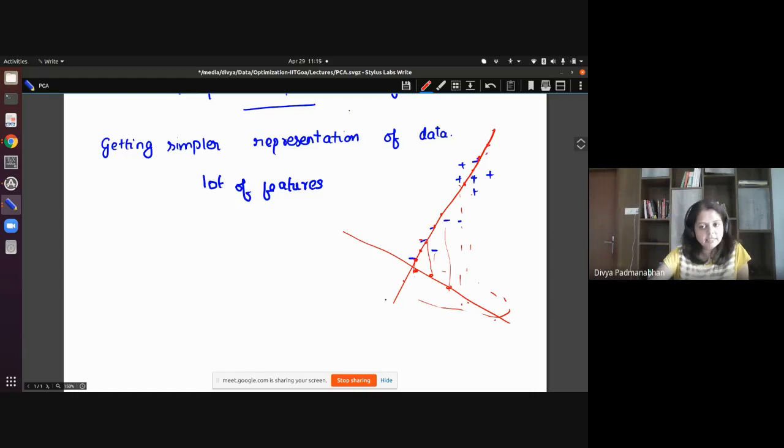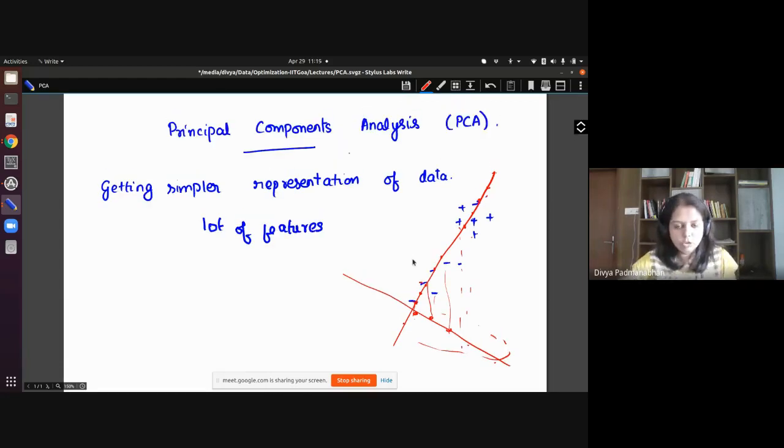But if you project it onto this vertical line here, then you get some more information, and things become a little clearer. So that's the kind of objective in PCA. You're trying to project the points onto a smaller dimensional space, so that you can see things a little more clearly.